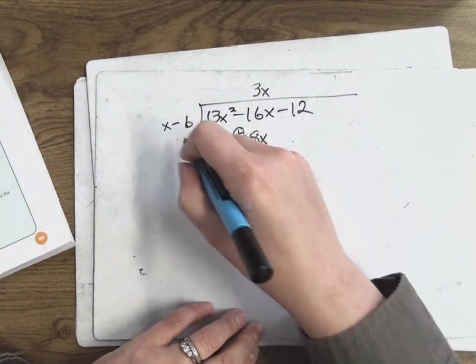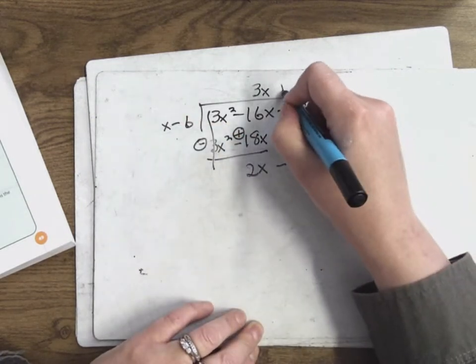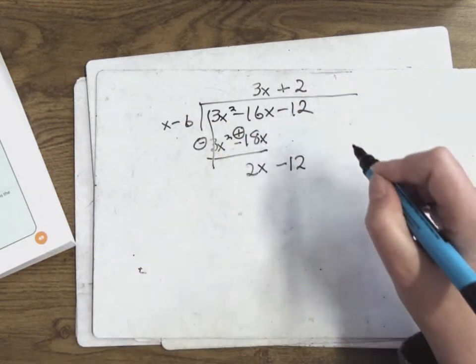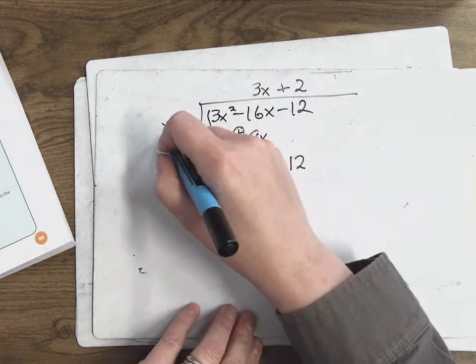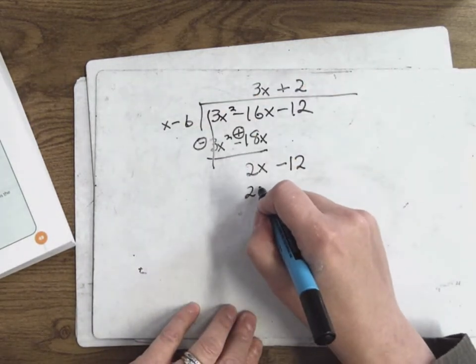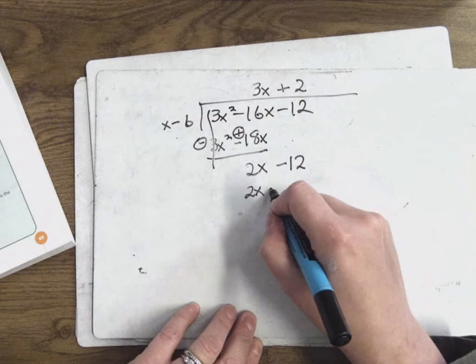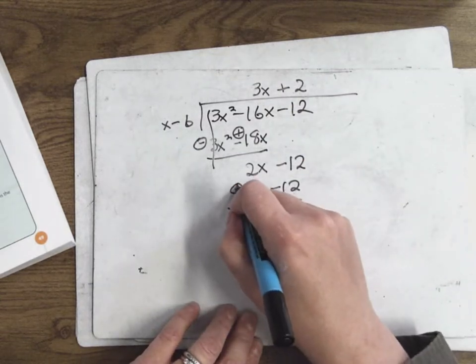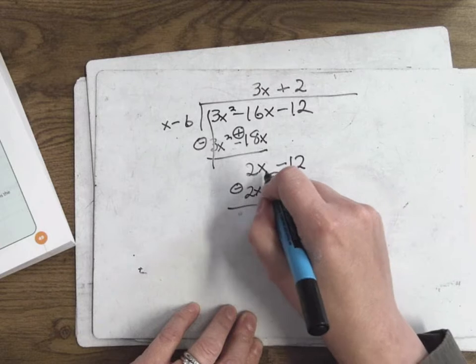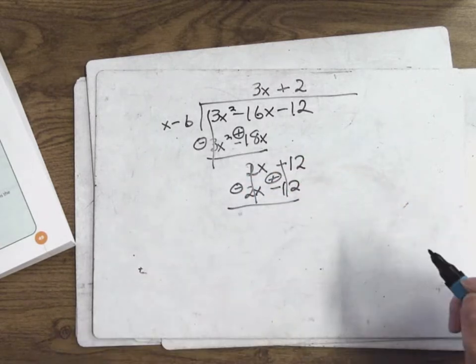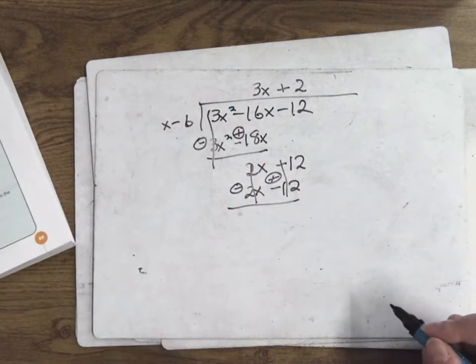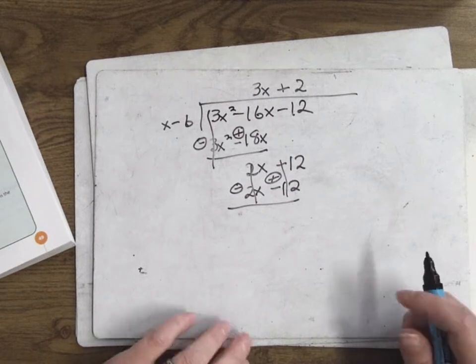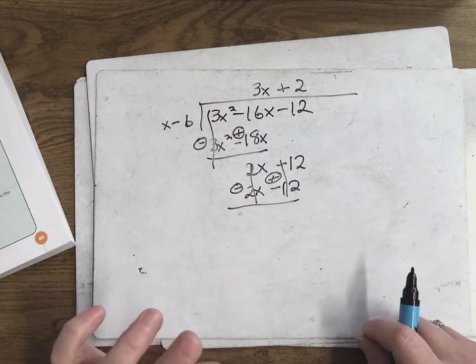And then you have x into 2x goes plus 2 times. So you divide, then you multiply: 2 by x is 2x. 2 by minus 6 is minus 12. And then you subtract. To subtract, you change the signs. And everything cancels out, which means it divides in evenly and there's no remainder, and your answer is 3x plus 2. Okay?